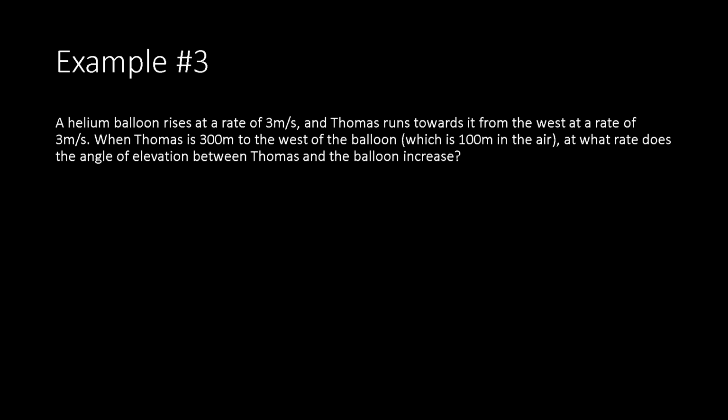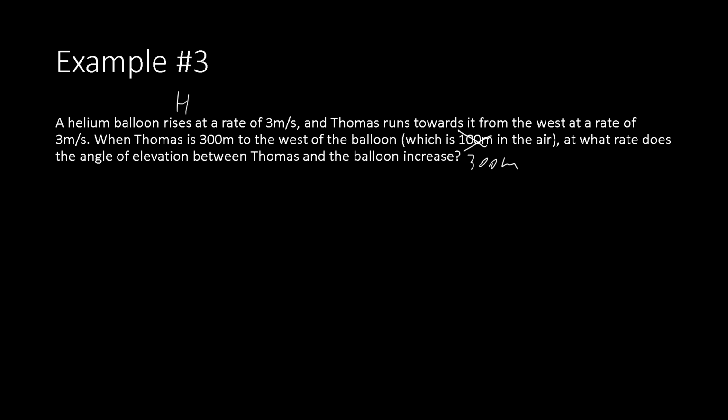A helium balloon rises at a rate of 3 meters per second. So I already know I'm going to have some variable about a helium balloon's height. So I'm going to call this h. And Thomas runs towards it from the west at a rate of 3 meters per second. When Thomas is 300 meters to the west of the balloon, which is 100 meters in the air, at what rate, actually, I'm sorry, this shouldn't be 100 meters, this should be 300 meters. At what rate does the angle of elevation between Thomas and the balloon increase? Okay, let's talk about this.